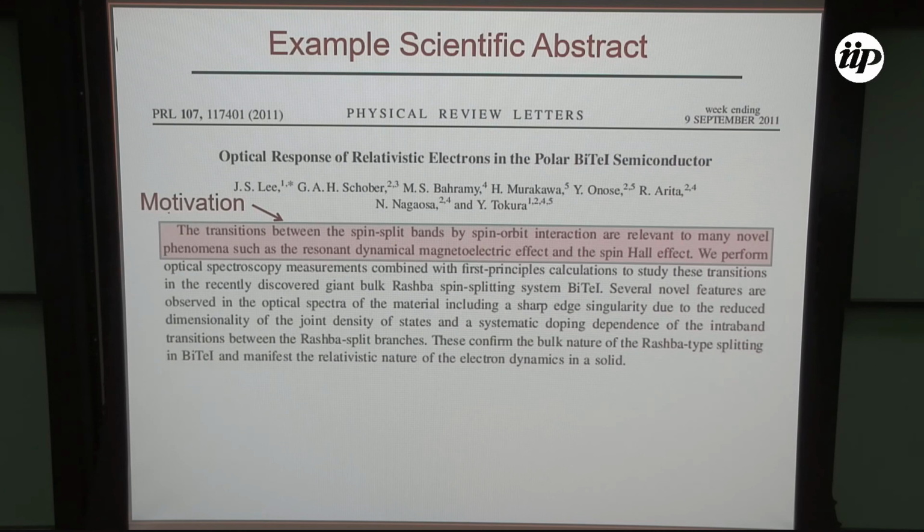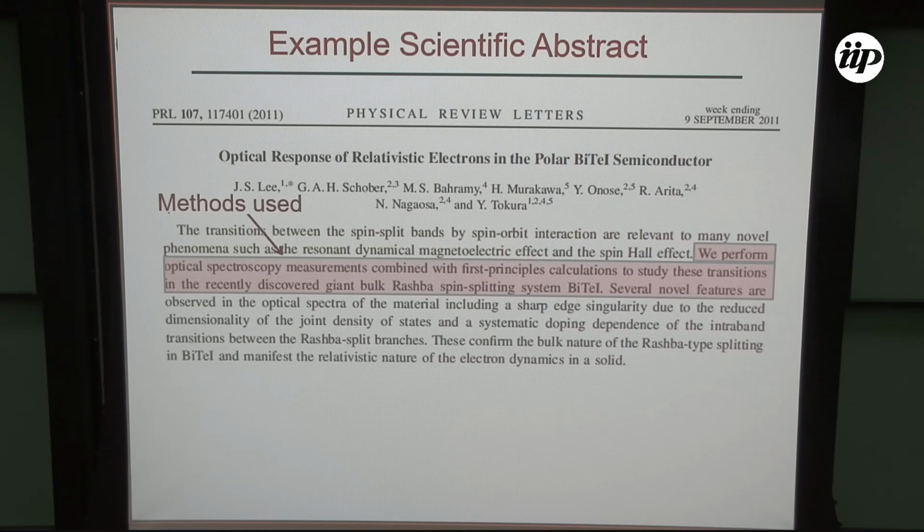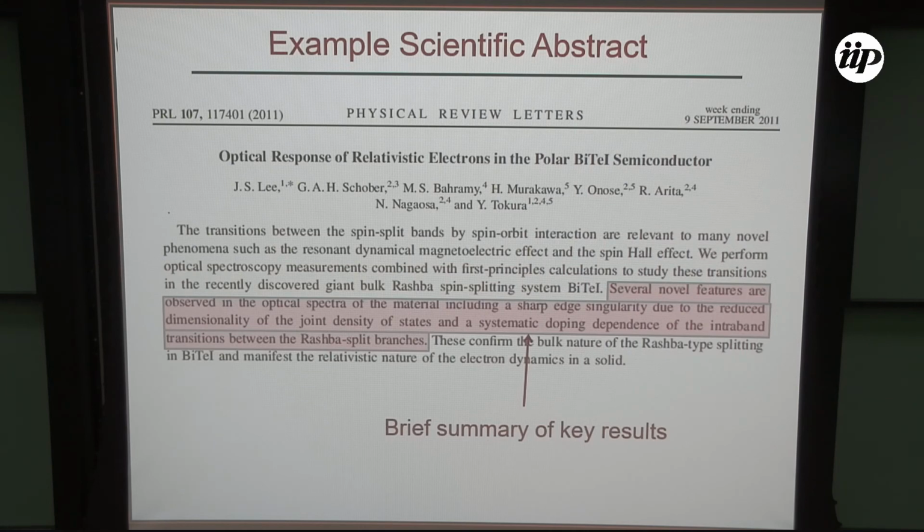They have the motivation. Transitions between spin-split bands by spin-orbit interaction are relevant to many novel phenomena, etc. That's the big picture motivation. They follow with the methods. We perform optical spectroscopy measurements combined with first principle calculations to study these transitions. Very concise statement of what the methods are. Then a statement of the results. Several novel features are observed in the optical spectra, including a sharp edge singularity due to reduced dimensionality, etc. And finally, what are the implications of these results?